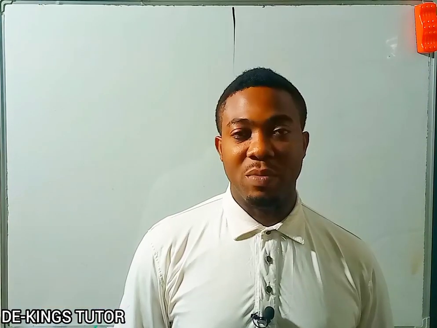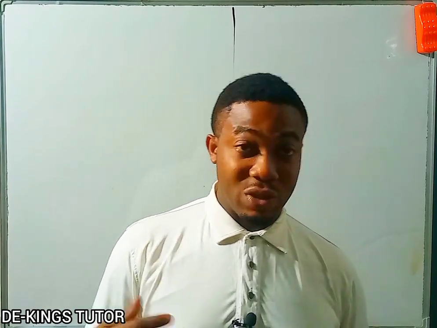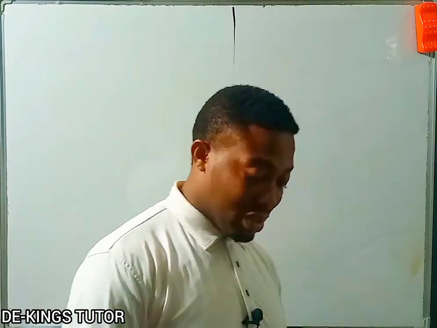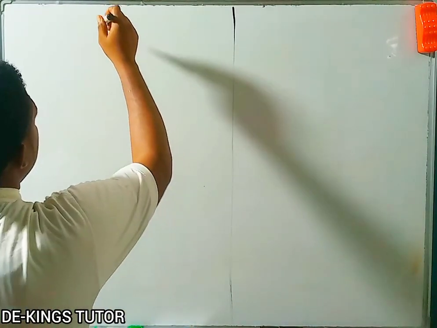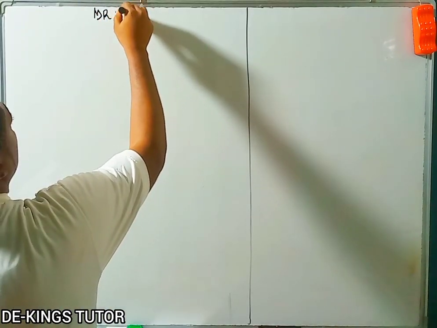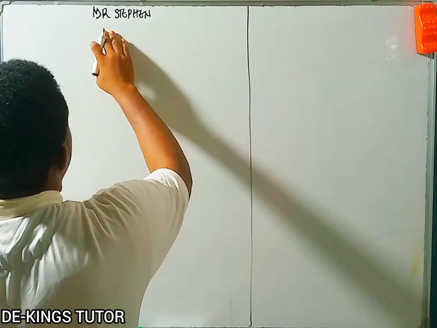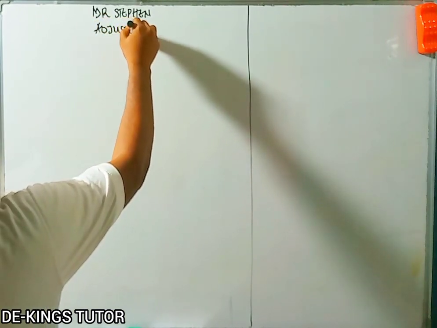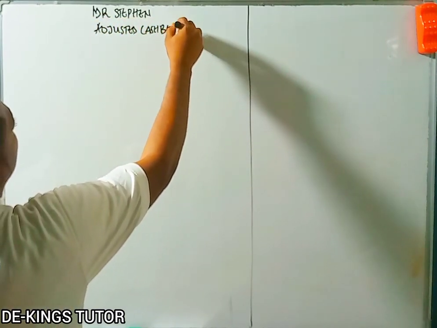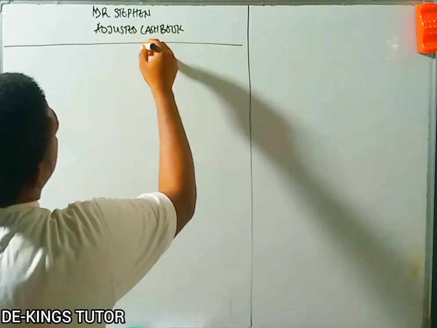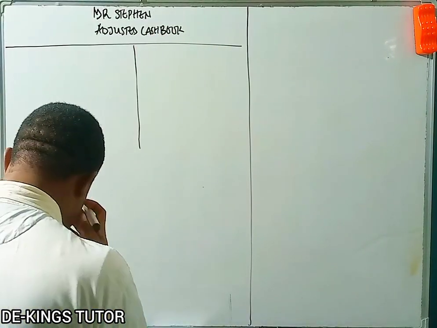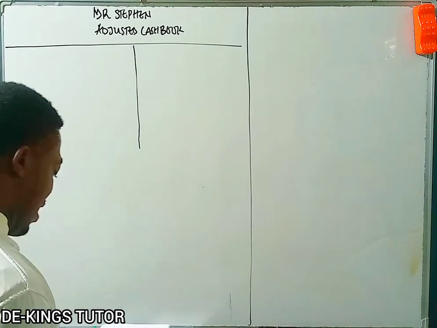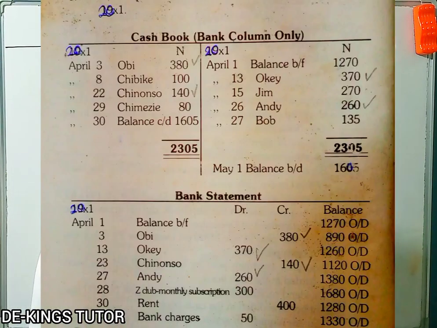So we're just asked to update the cash book. That means to write an adjusted cash book and write up the bank reconciliation statement. So let's start with Mr. Steven's adjusted cash book. Now, in a situation like this where we are given the cash book and the bank statement, we have to detect the items that are not matching.